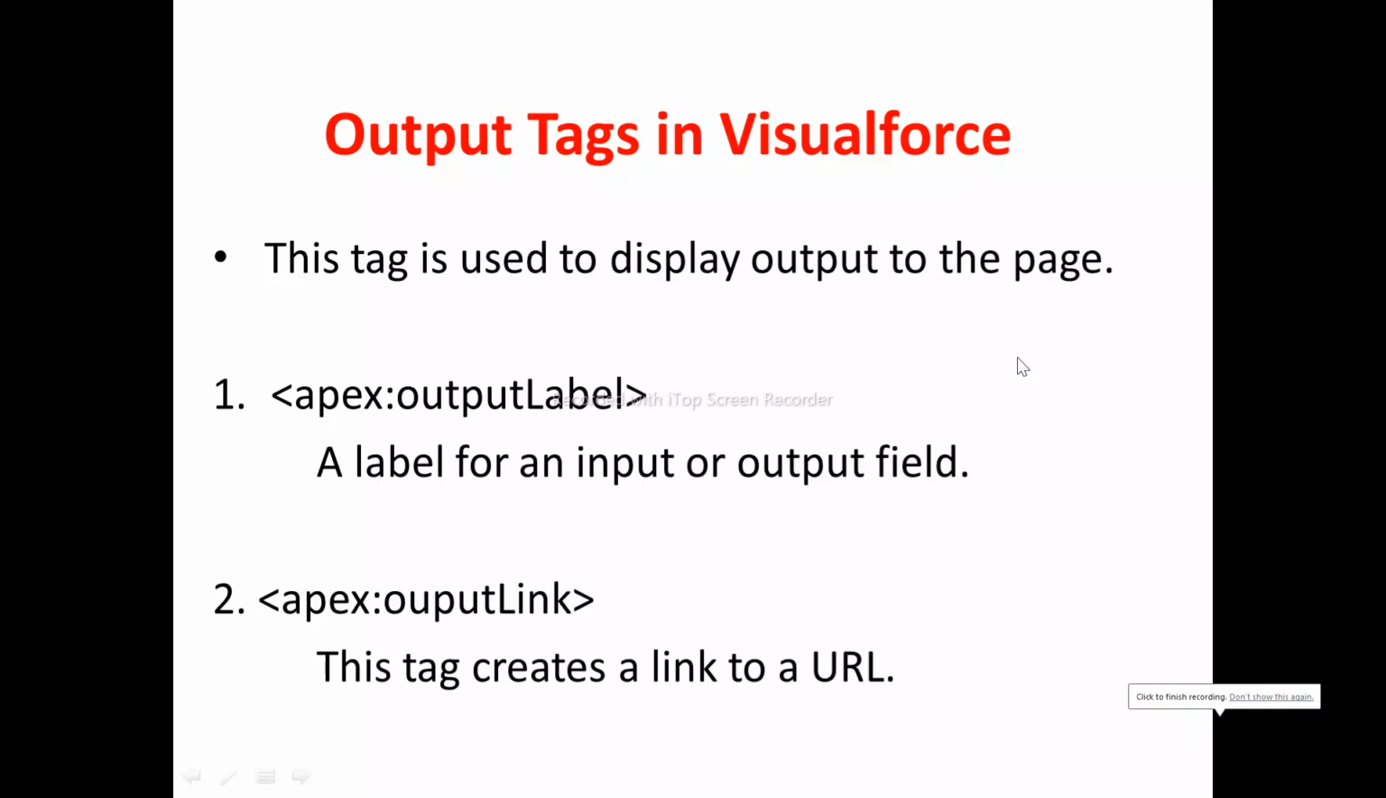My name is Jagdish. In this video, we will discuss output tags in Visualforce. Output tags are used to display output to the page. These two tags are used as output tags. First is the output label, a label for an input or output field. And the second tag is output link. The output link tag creates a link to a URL.